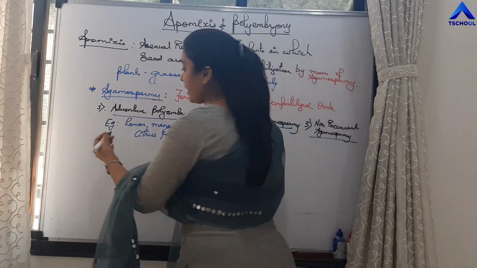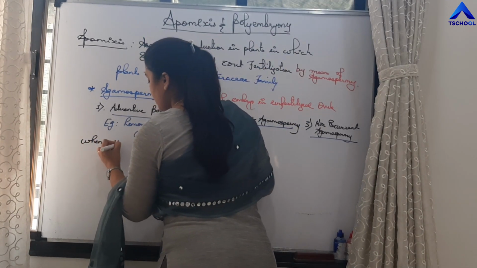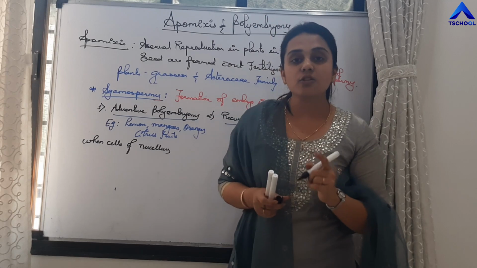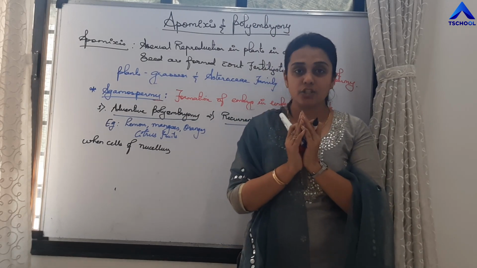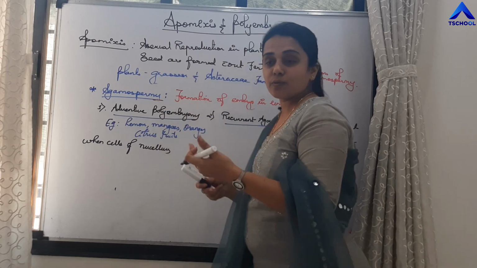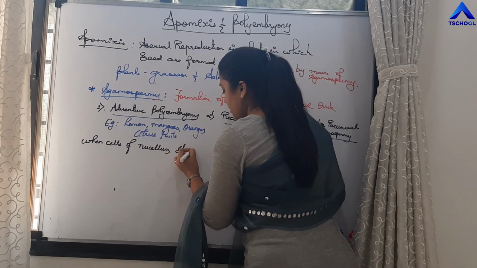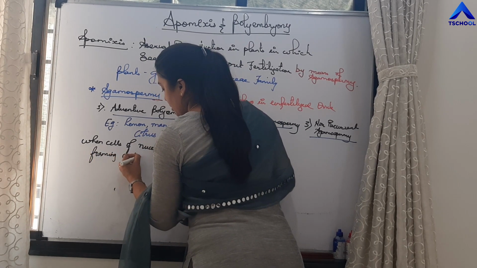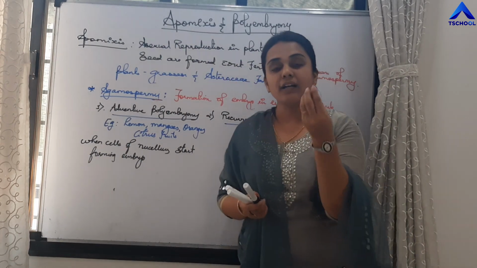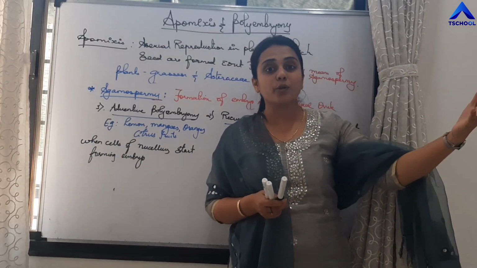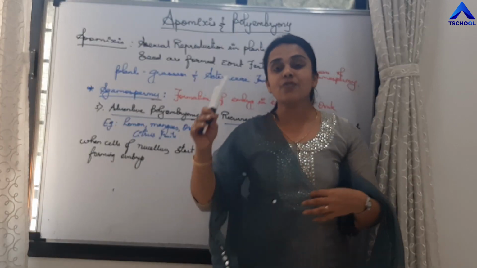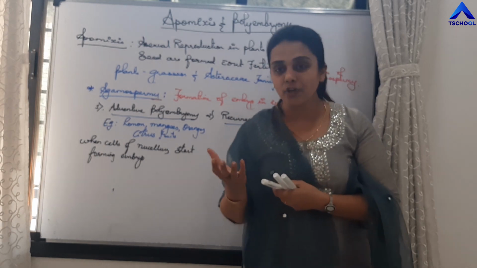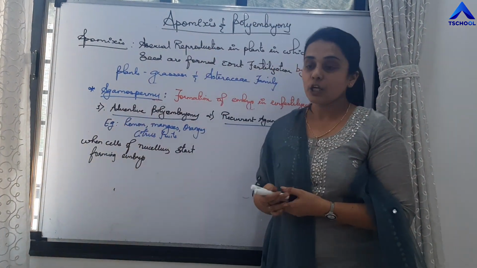So what happens when cells of nucellus, which is a mass of diploid tissue, when some of the cells of nucellus start forming an embryo? Right? So a diploid cell of nucellus will form an entire embryo. One more diploid cell of nucellus forms an entire embryo. So when many such cells of nucellus form many embryos, it is polyembryony, that is called as adventive polyembryony.